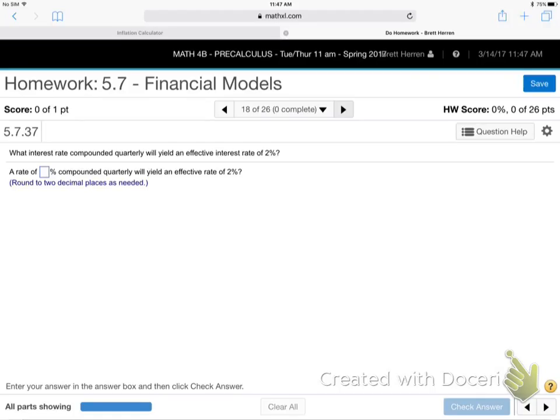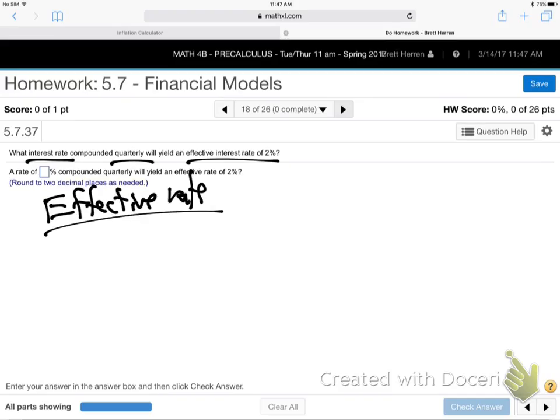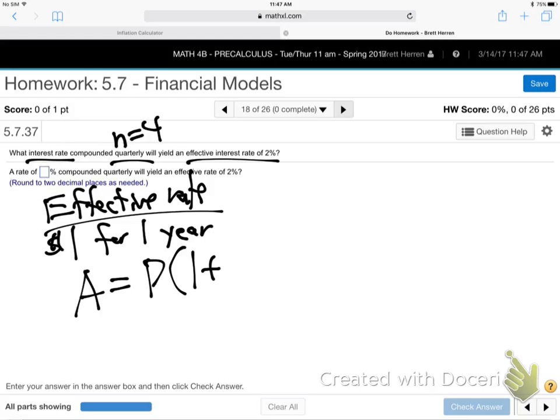Okay, so what interest rate compounded quarterly will be an effect of 2%? They're talking about effective rate. So whenever they talk about effective rate, what do we do? Put in $1 for 1 year. Which formula is this, the PERT formula or the first one? It's compounded quarterly, so n is 4 times a year. So it's just the first one, A equals P times 1 plus r over n to the nt.